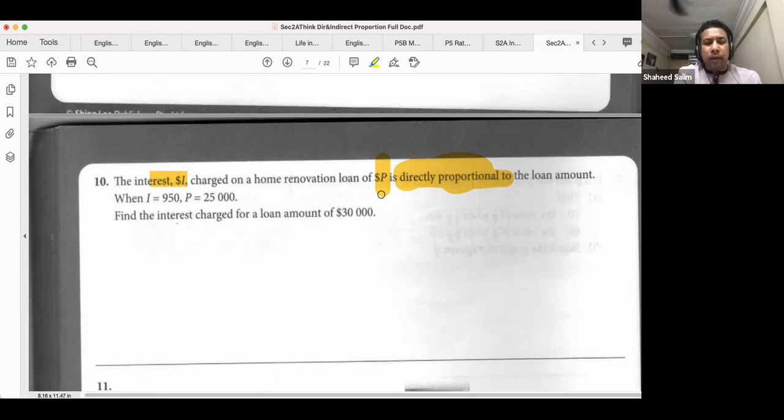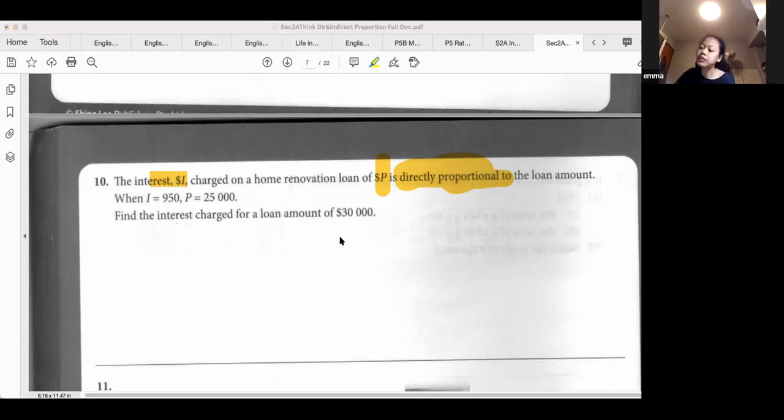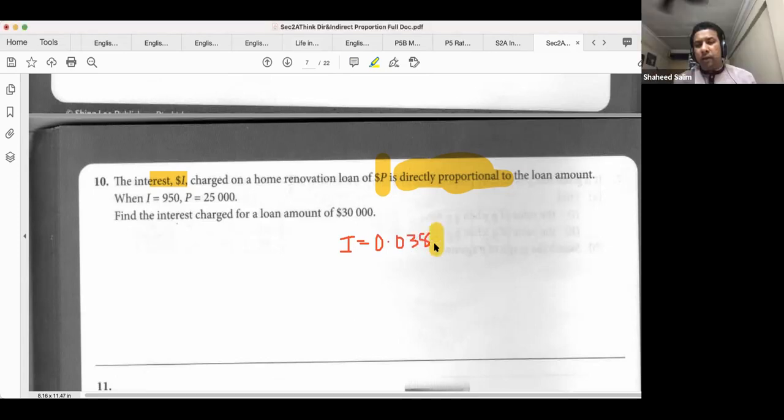So what's your equation? I equals, y equals Kx, so I equals 0.038 P. Okay, so now you substitute in, and you can find out. You want to find the interest. Interest is I. You've got the P here. So what is it?